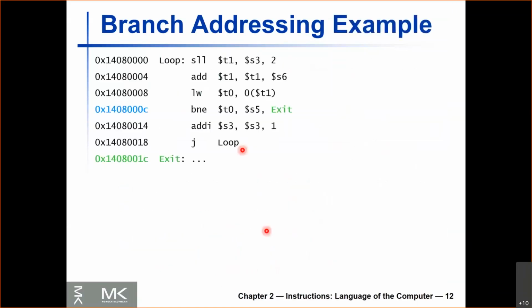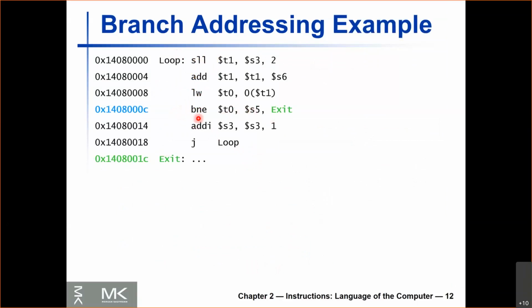Let's say we had this code over here. This is a loop. So we have some condition over here. We load, we branch based on the value. Then we add, and then we jump back to the loop. Okay, so here, this branch is going to exit the loop if some condition holds.